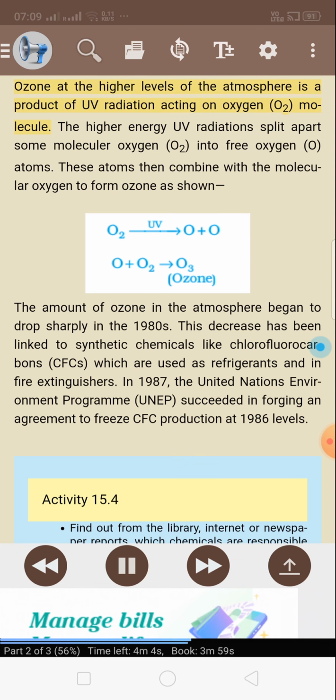Ozone at the higher levels of the atmosphere is a product of UV radiation acting on the oxygen, O2, molecule. The higher energy UV radiation splits apart some molecular oxygen, O2, into free oxygen, O, atoms. These atoms then combine with the molecular oxygen to form ozone, as shown.